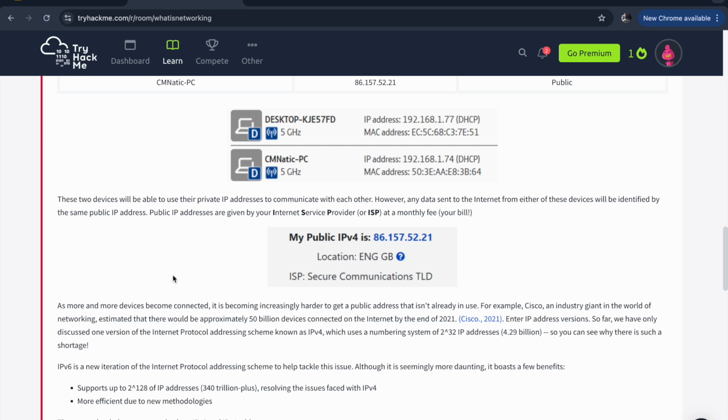Public IP addresses are given by your internet service provider, or ISP, at your monthly fee. So that would be, if you're in America, Xfinity, T-Mobile, etc. Maybe Cricket. I don't know.